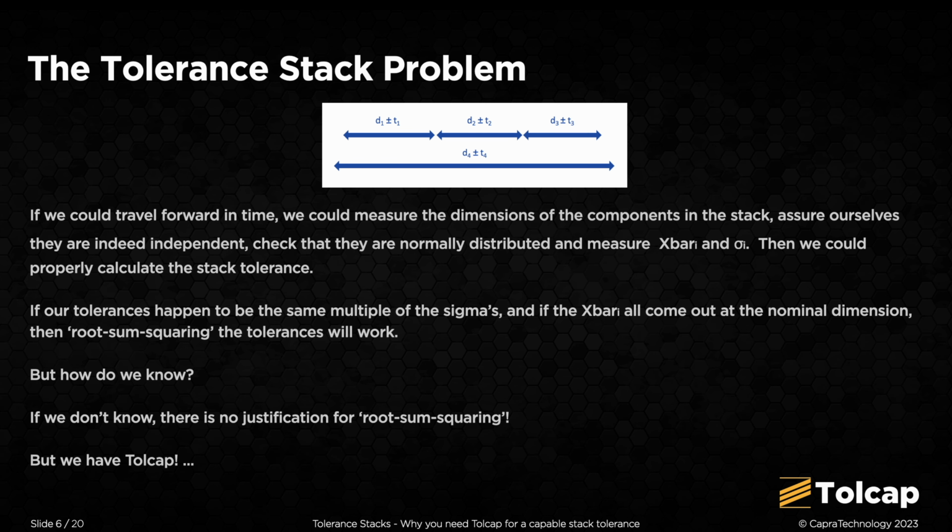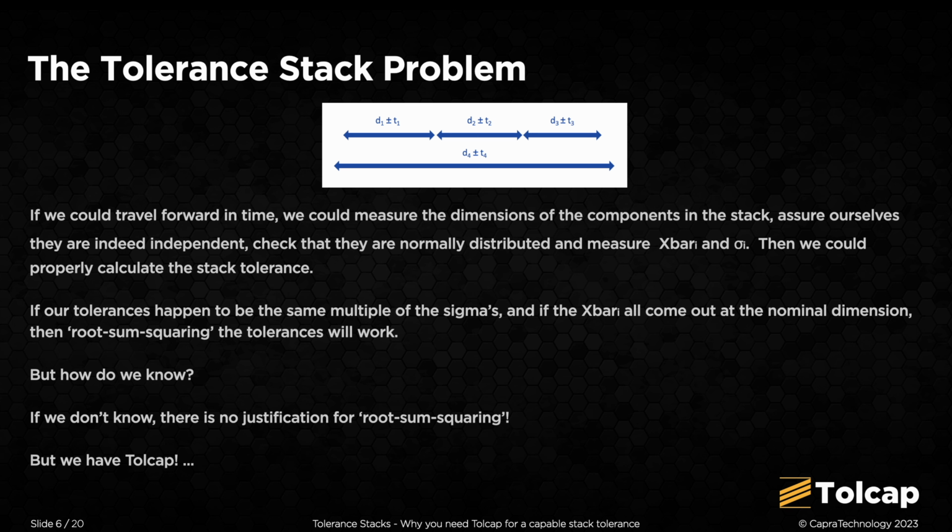So that's the theory, and if we could travel forward in time, we could measure the dimensions of the components in the stack, assure ourselves they're indeed independent, check that they're normally distributed, and measure x bar and sigma, mean and standard deviation for each. Then we could properly calculate the stack tolerance.